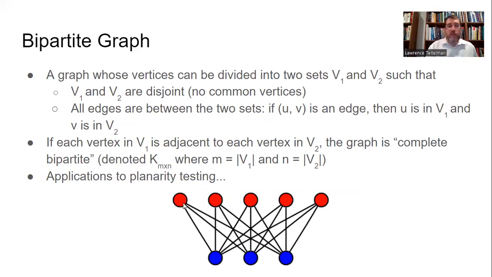What does that mean? It means every vertex in the one set is adjacent to every vertex in the other set. You see that? So how many edges does each red one have? What are its neighbors? Its degree? 3. Why 3? Because there are 3 in the other set. What's the degree of each blue? 5. Okay, so that's what we mean by a complete bipartite graph. One of the things that's interesting is something called planarity testing. Can you draw it in the plane?